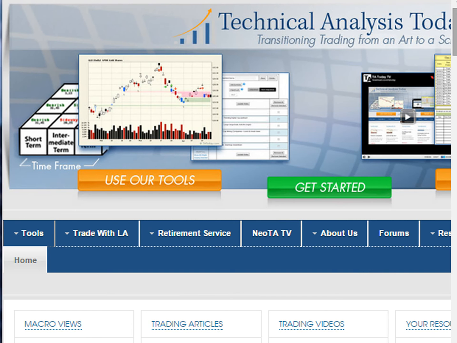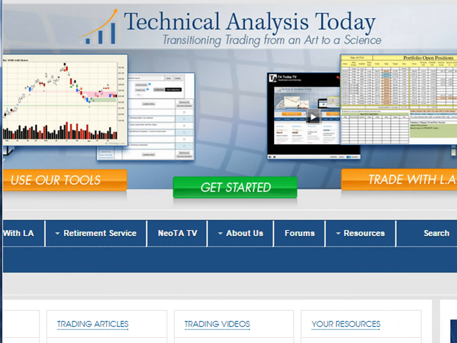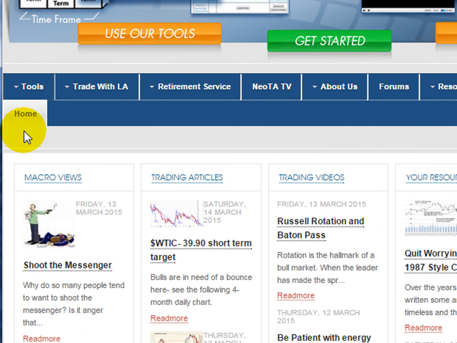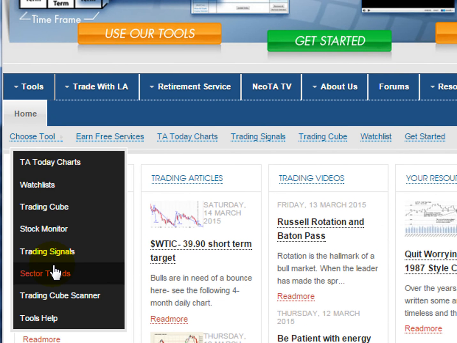This is a more detailed look at the trading signals: how they work, what they are, what they're used for, how you might want to use them, and so forth. So, a more detailed look, if you will. Of course, on the TA Today page, if you come to the tools and pull this down, one of the options is trading signals. This is only available if you're a member, but by clicking on that, you can get to the page.